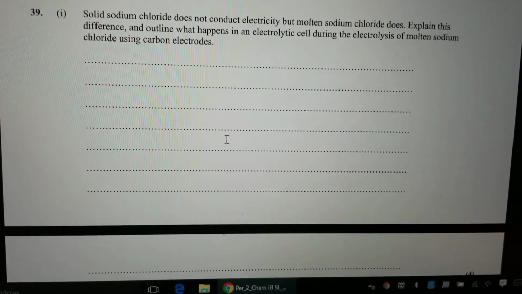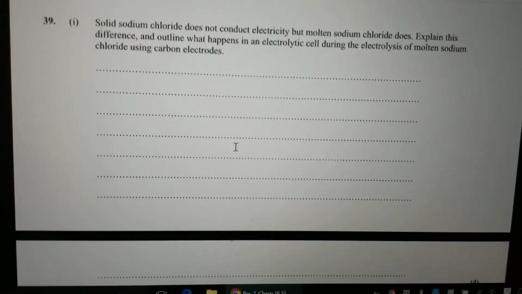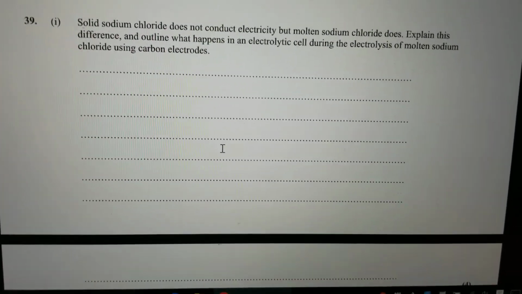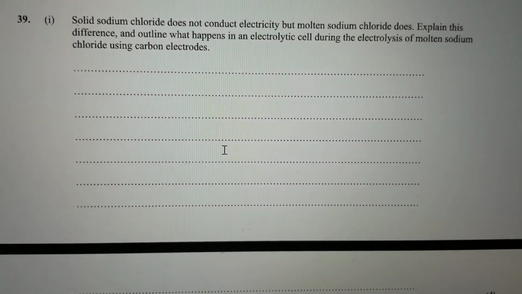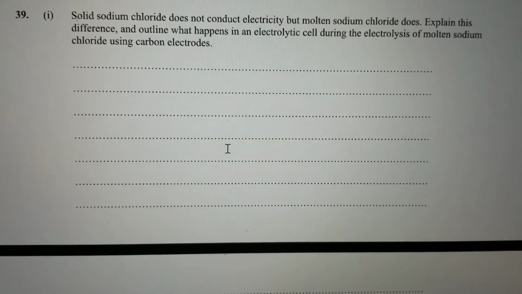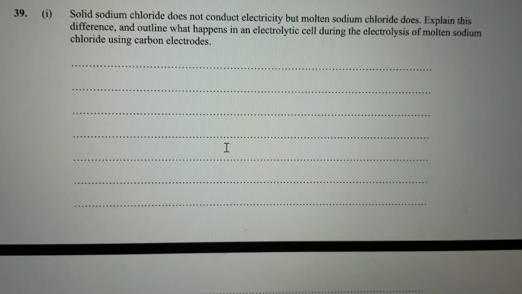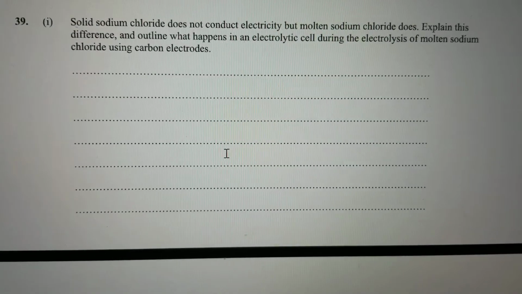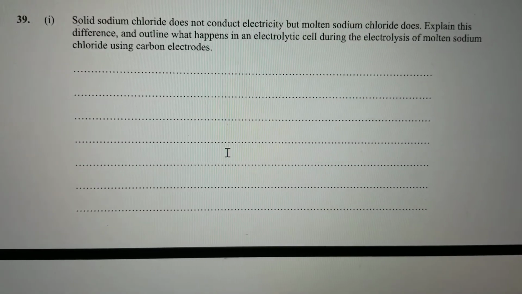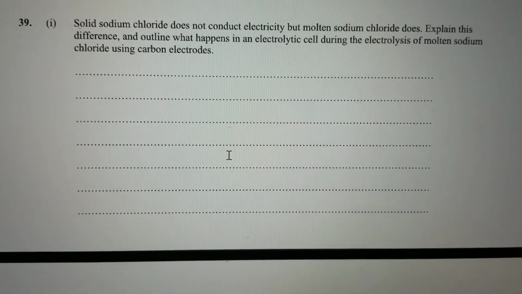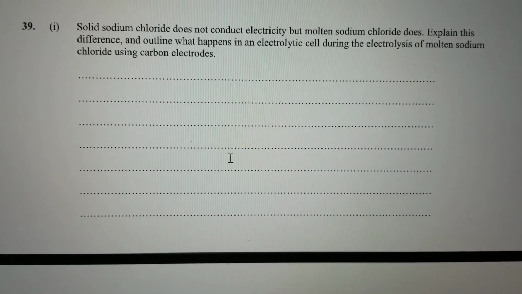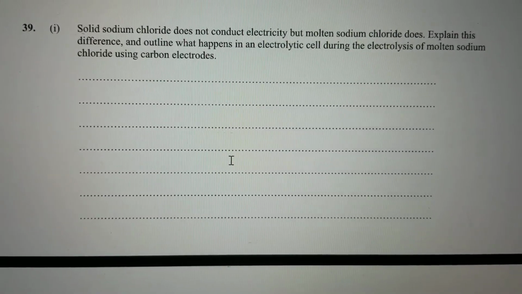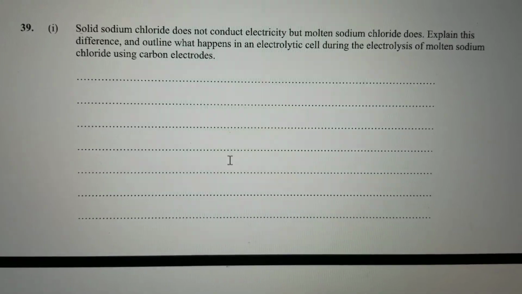All right, guys, here we are, number 39. The question says solid sodium chloride does not conduct electricity, but molten sodium chloride does. Explain this difference and outline what happens in an electrolytic cell during electrolysis of molten sodium chloride using carbon electrodes. So it's talking about the electrolytic cell, okay, not the voltaic one. The voltaic one is the one you guys did in the lab in class.